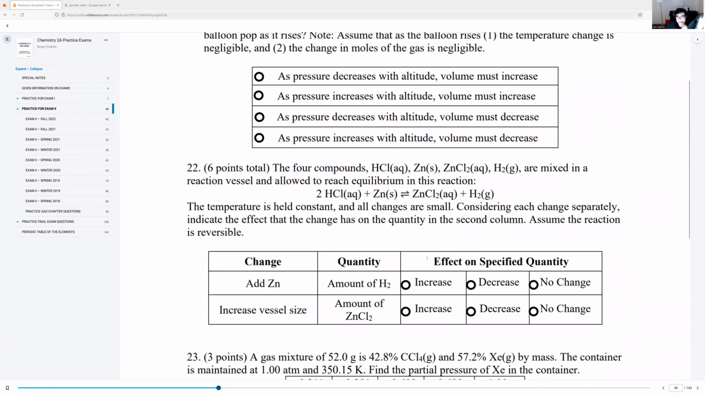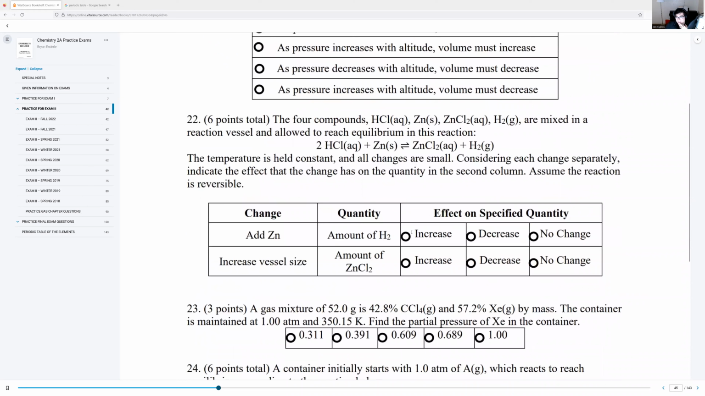22, it says the four compounds, HCl, zinc, ZnCl2, zinc chloride, and H2 are mixed in a reaction vessel and allowed to reach equilibrium. In this reaction, the temperature is held constant and all changes are small. Considering each change separately, indicate the effect that the change has on the quantity in the second column. Assume the reaction is reversible. Okay, so they give us the reaction here, which is nice. We're assuming that the temperature is constant, so we don't have to worry about any temperature changes, whether this is endo or exothermic specifically. And so we're just going to use Le Chatelier's principle here, right?